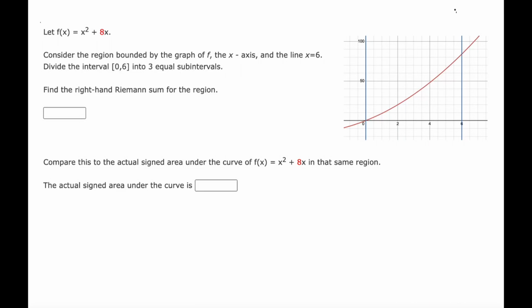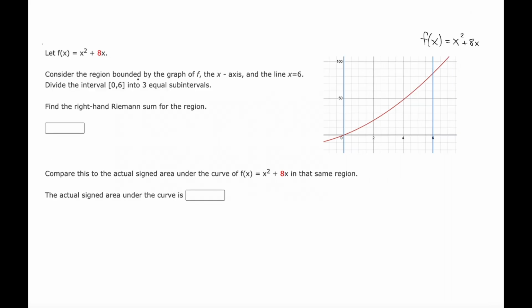Here I have pictured the function x squared plus 8x. Consider the region bounded by the graph of f, the x-axis, and the line x equals 6. I drew the function f in red, and we have the x-axis shown as well. Here's the line x equals 6. So these are the boundaries they're referring to.